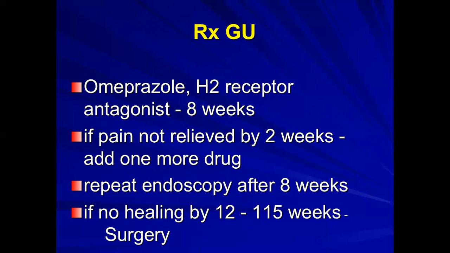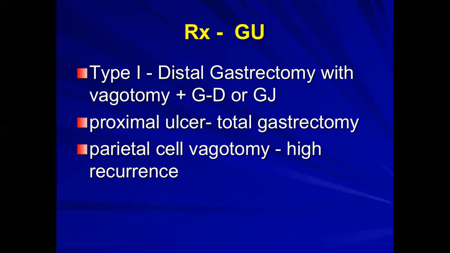Repeat endoscopy after 8 weeks if the patient is not responding to the treatment or has some red flag sign. If no healing by 12 to 15 weeks, first you have to take biopsies. If biopsies show some malignancy, then you have to go for surgery. So distal gastrectomy with vagotomy or gastroduodenal or gastrojejunal interposition. You can go for proximal ulcer, and you can go for total gastrectomy.